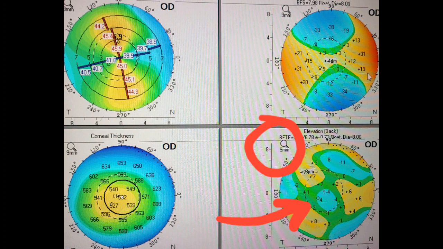As you noticed, I only focused on the back elevation map to keep the video short and simple. The back elevation map is crucial in Pentacam analysis because corneal irregularities or keratoconus originate from the back surface. And please don't forget that this video doesn't cover the whole story, of course. It's focused on a specific aspect.